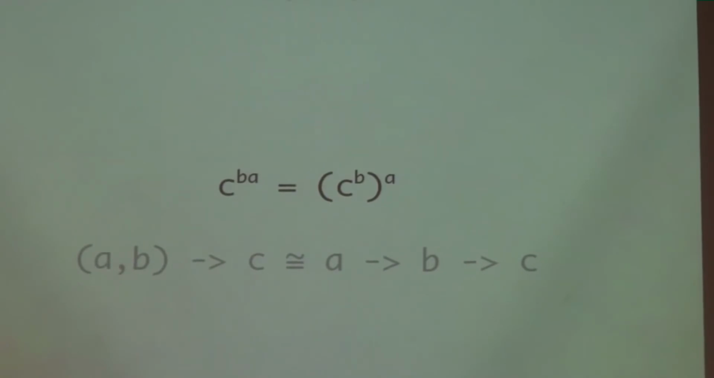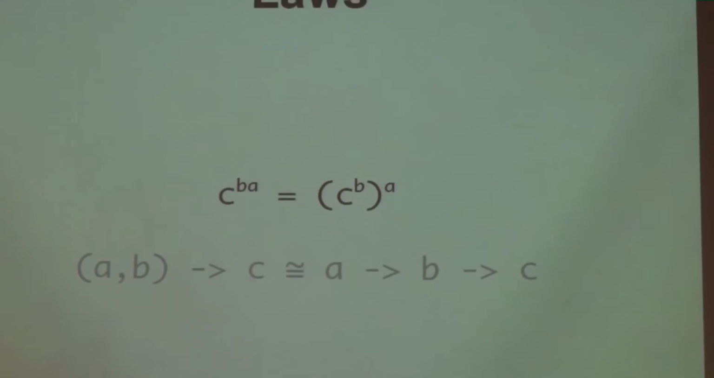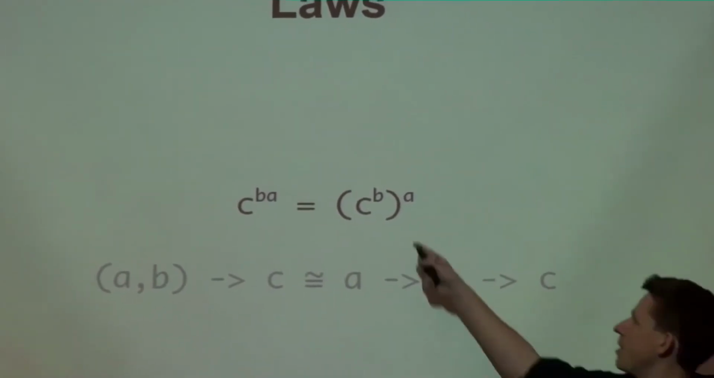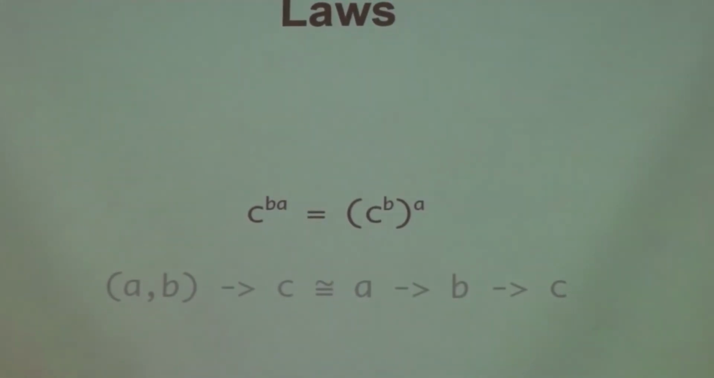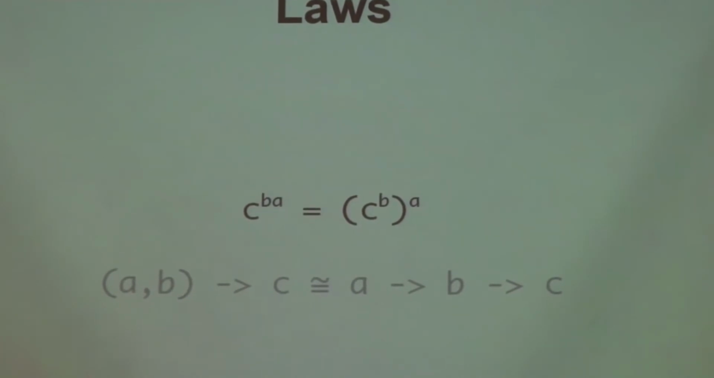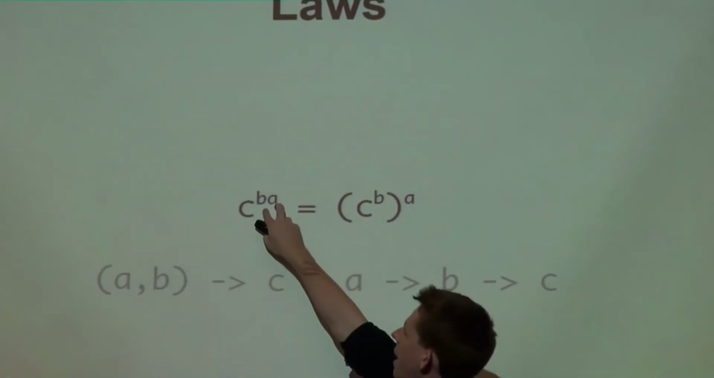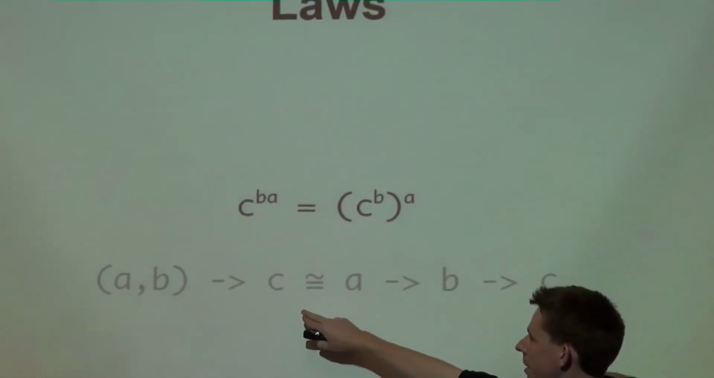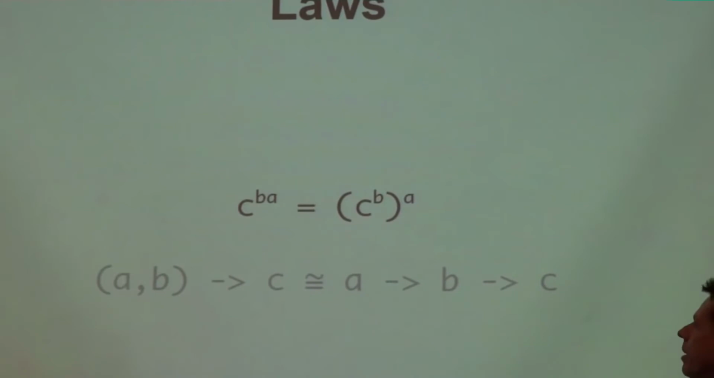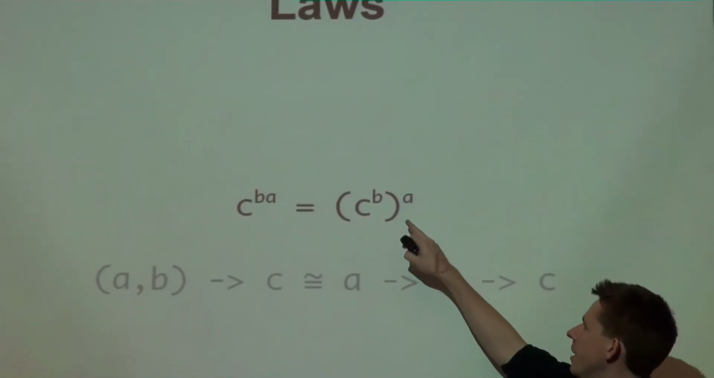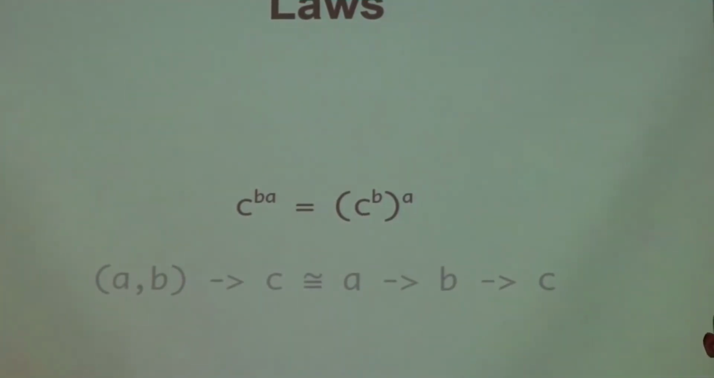And here's the final function law I'm going to look at. So c to the power of b times a is the same thing as c to the b to the power a. And if we translate that into type land, well, on the left-hand side, you've got something from a pair a and b to a c. And on the right-hand side, you've got a function which takes an a and gives you another function from b to c. And this is exactly currying and uncurrying.